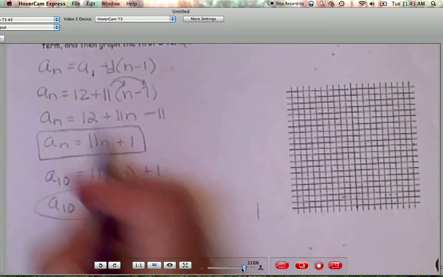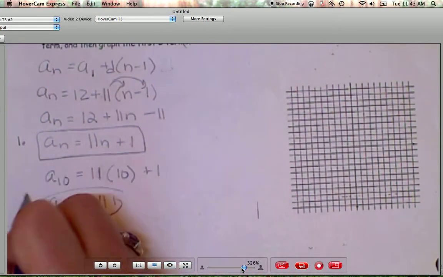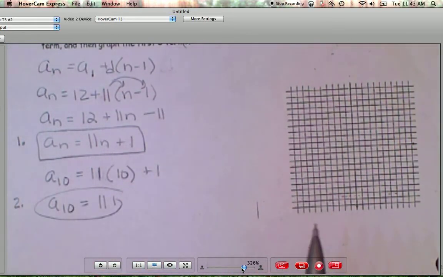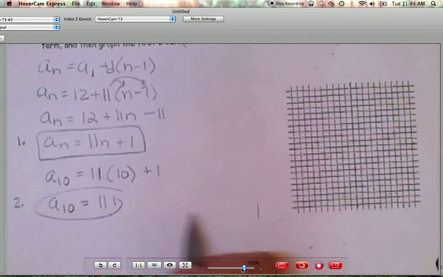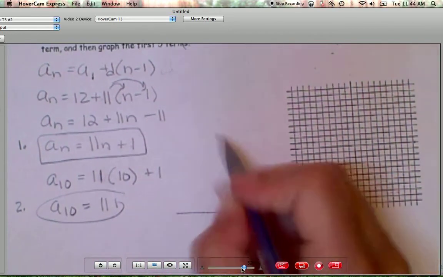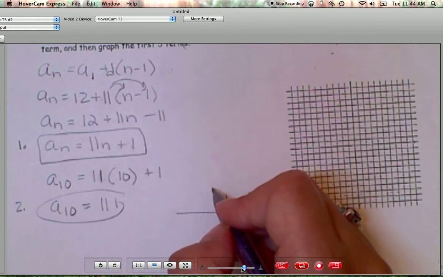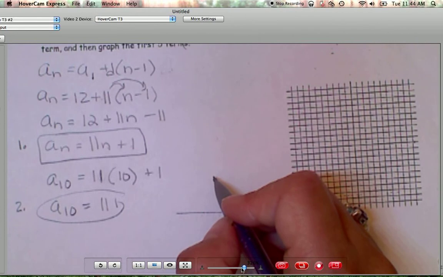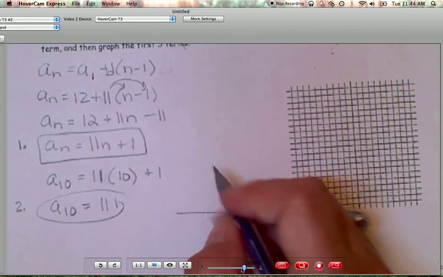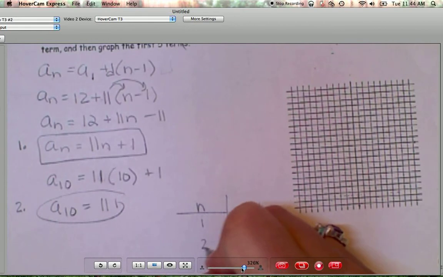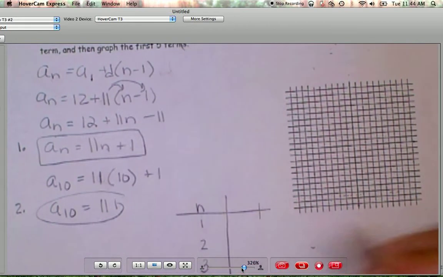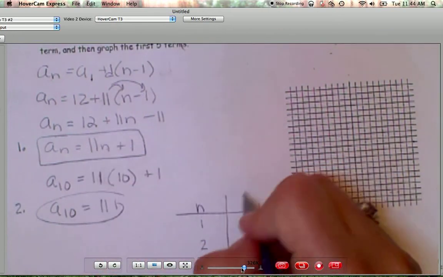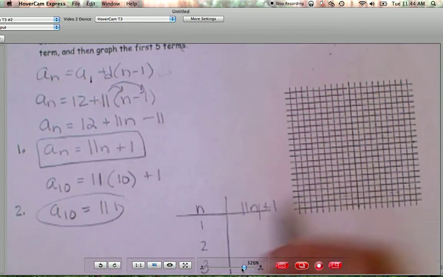So this is the second question. The first one was to write an equation. The second one was to find a specific term. And then it says graph the first 5 terms. So if we were to make a table here, and we want to graph the first 5 terms, where n is 1, 2, 3, 4, 5. Okay. If we plug it into this formula, a sub n is 11n plus 1.